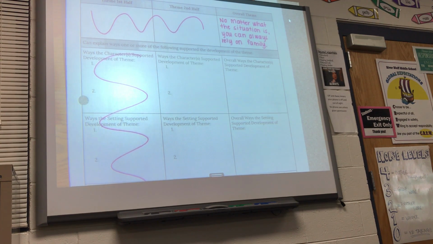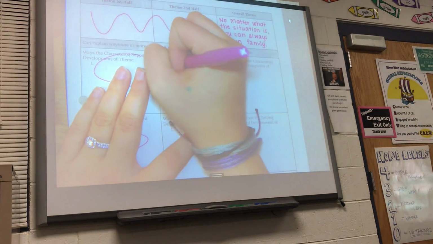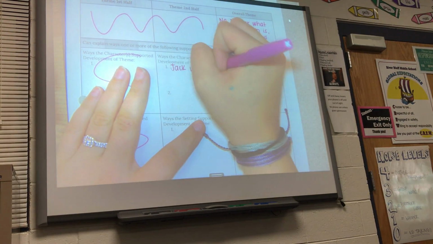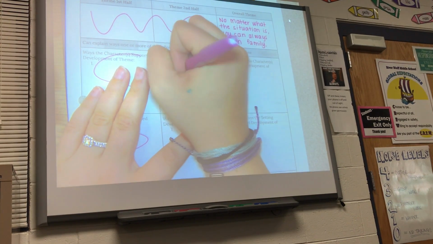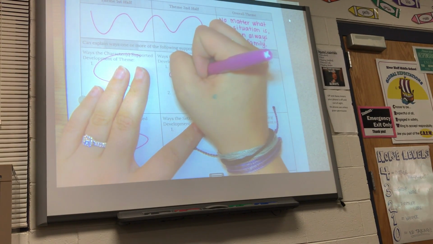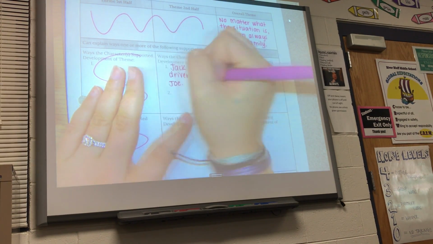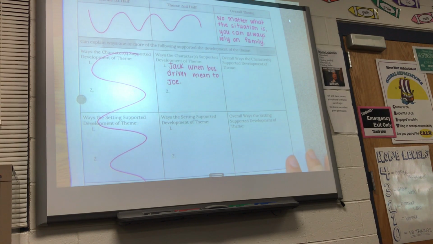What are some ways that the characters help to develop the theme? Austin? Jack being there when Joseph was being put down by the bus driver. Okay. Jack, bus driver mean. What do you notice about what I just wrote?